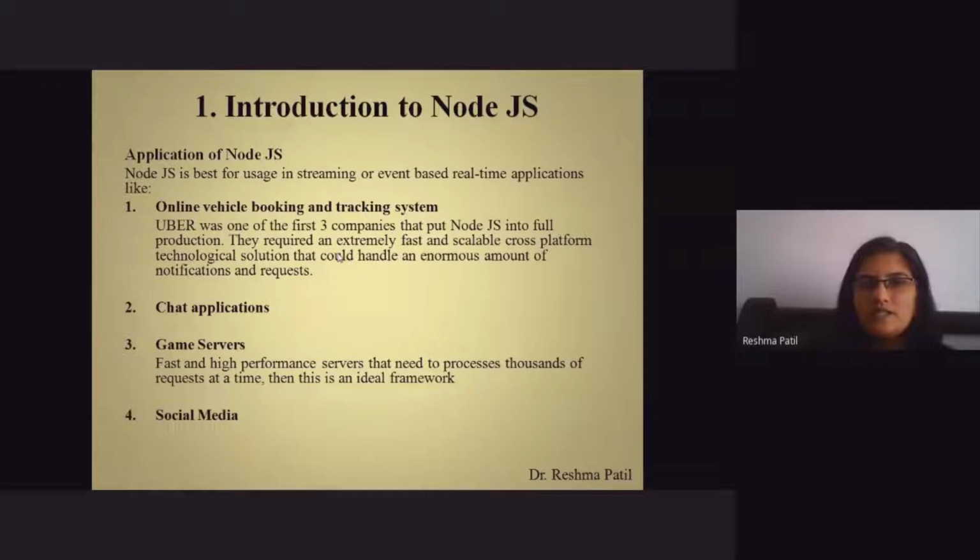They required an extremely fast and scalable cross-platform technology solution that could handle an enormous amount of notifications and requests. It has a non-blocking feature, and that's why it is used by the Uber company. So the online vehicle booking and tracking system is one application of Node.js.